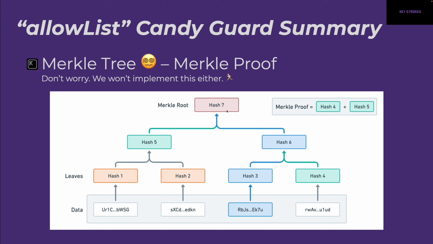And if hash 7 equals the Merkle root that we provided to Candy Machine, then that means the user is whitelisted. If this doesn't make sense to you, then please don't worry, we won't be implementing any of this. But just remember one thing, the order of the wallets, they matter. So try not to mix them up.